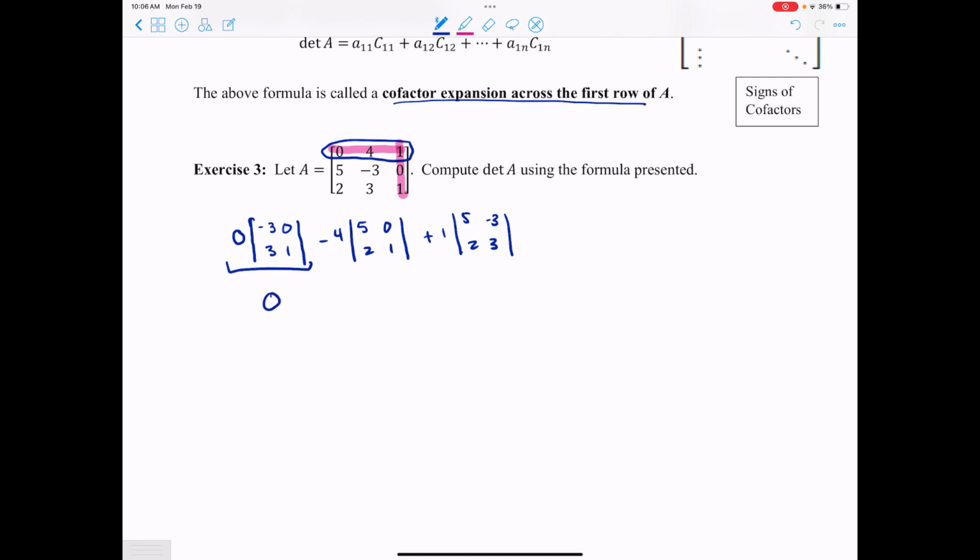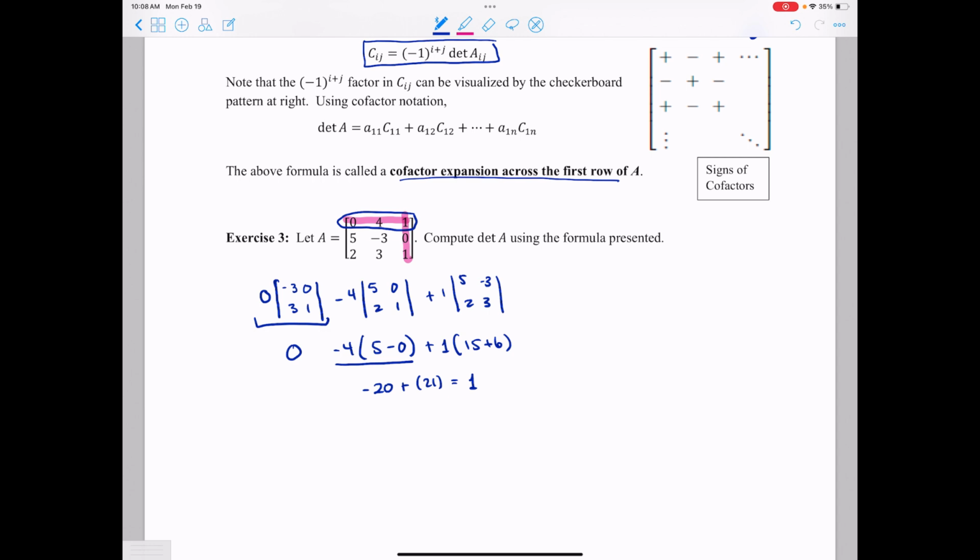This term is 0. Then I have minus 4, and the determinant of the 2 by 2 would be 5 times 1, so 5 minus 2 times 0 is 0. And then plus 1, and the determinant of the 2 by 2 is 5 times 3, or 15, minus a negative 6. Here I have negative 4 times 5, I have negative 20, plus, and then 1 times 5 plus 6, so plus 21. So this is equal to 1. So the determinant of this matrix is 1. Again, it's not 0, so the matrix is invertible.